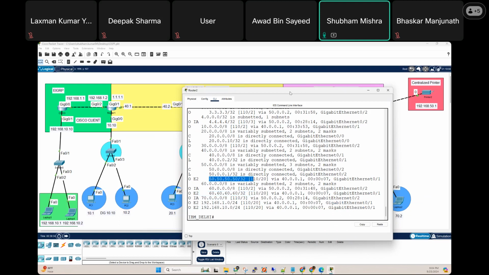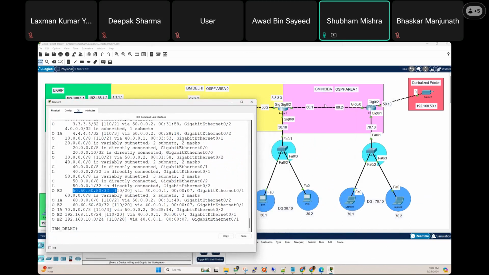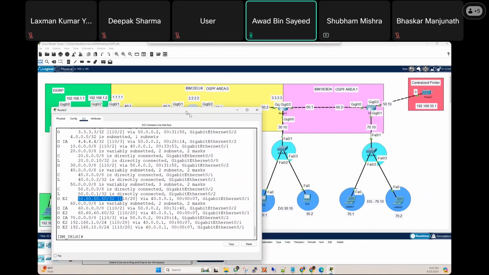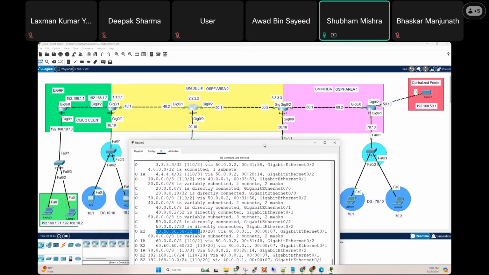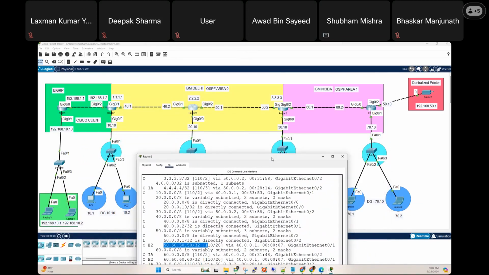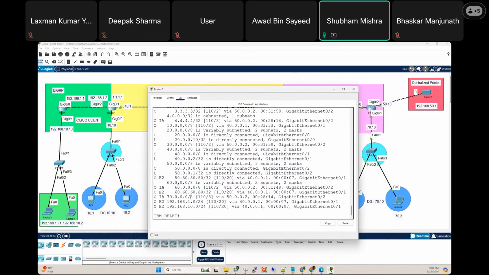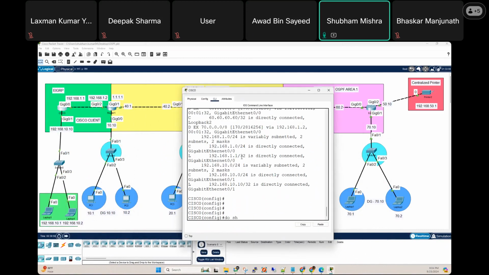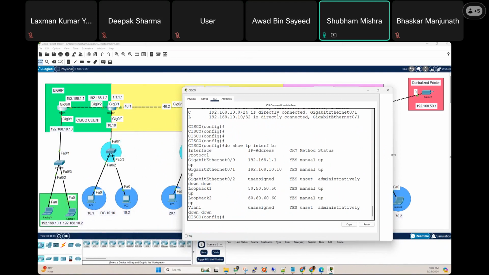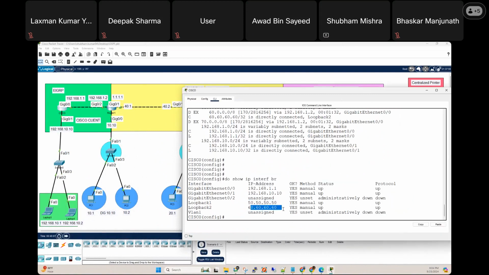Where is 60 and 50? Where is 40.1? Is it the loopback in EIGRP? Yes, that is the loopback in EIGRP. Do show IP interface brief. See. Done, everyone? Yes or no?